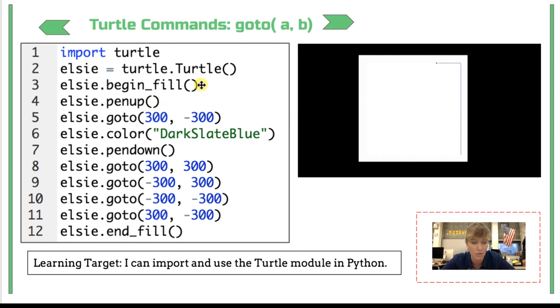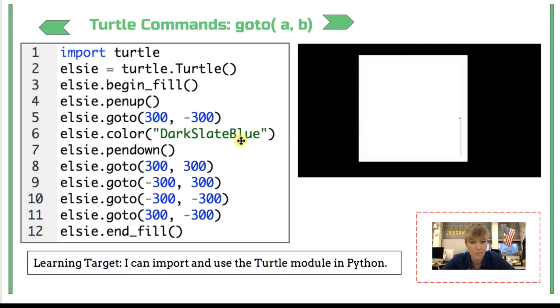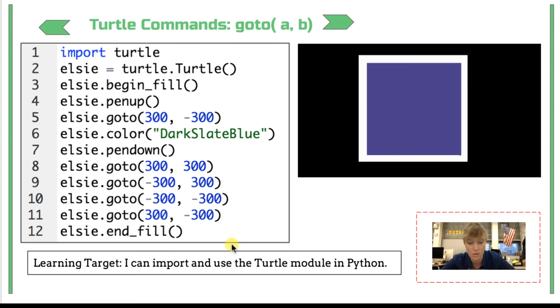I used my begin fill to start, and then I told it to go to different positions on the grid, and then I've told it to end the fill, and that way the shape that I created that was enclosed will be filled, right?